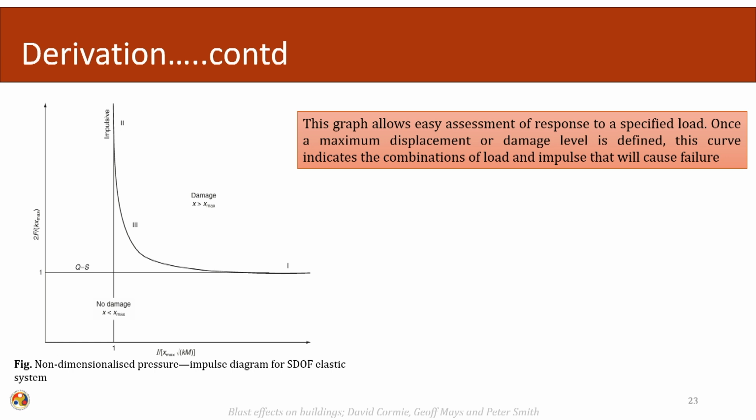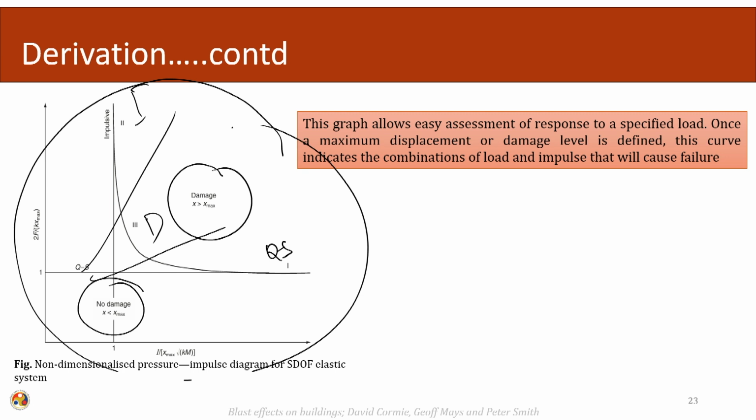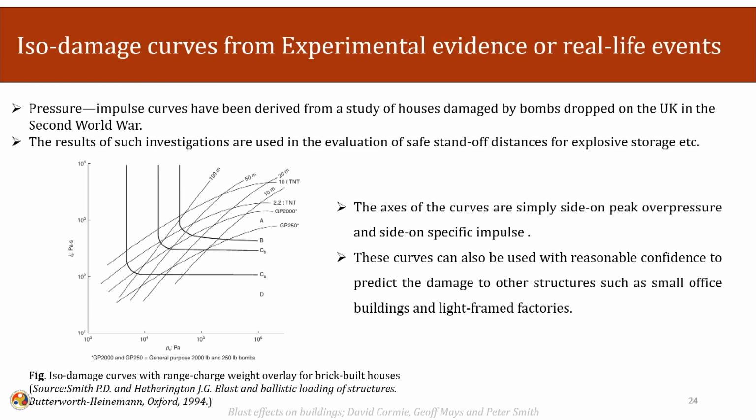This graph allows an easy assessment of a response to a specific load. Once a maximum displacement or damage level is defined, this curve indicates the combination of load and impulse that will cause failure. So, the failure region can be seen like this: damage failure region, no damage failure region, impulsive region, dynamic region and the quasi-static region. So, in one go we can categorize what is happening to the structure, in which region it is falling and whether the damage will occur or not. So, this becomes a very handy graph.